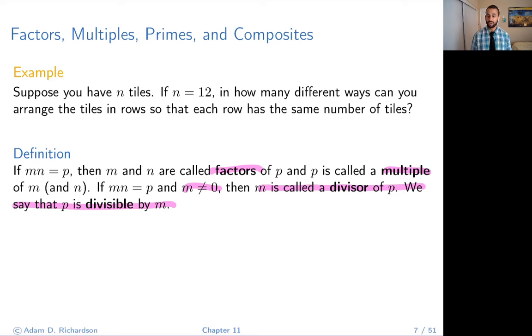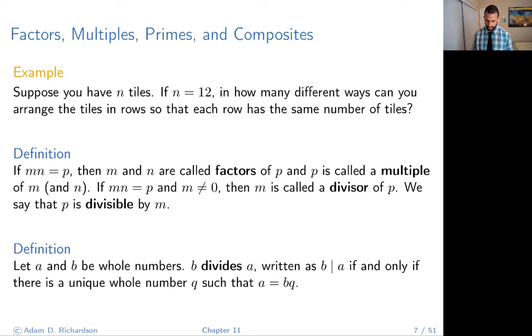That's the idea. So in other words, if p is a product of m and n, and those are non-zero numbers, then each one of them is a divisor of p, and we say that p is divisible by each of them. And we're going to get lots of practice with these terms in a minute here. Okay, this is where you're going to get some new notation. You might have never seen this notation before, but let a and b be whole numbers. Now we say that b divides a.